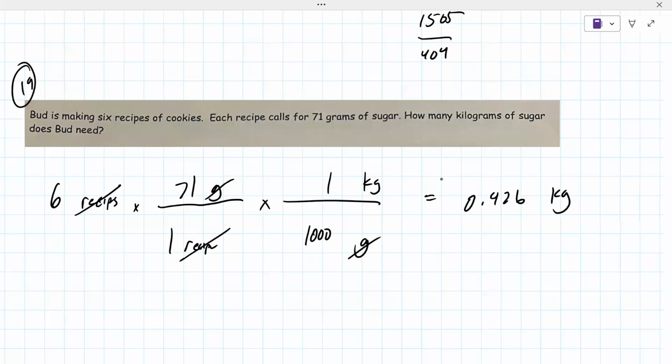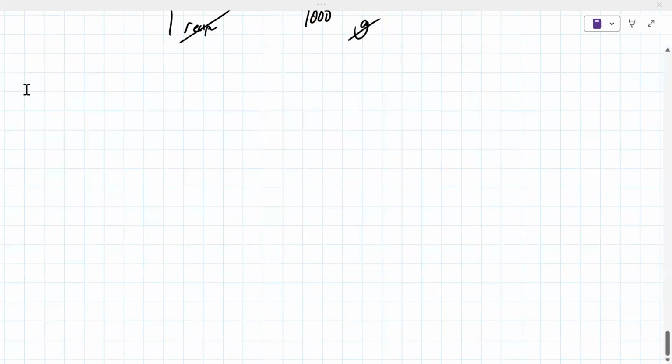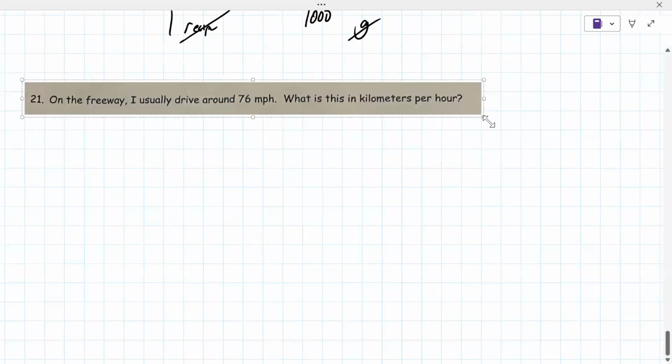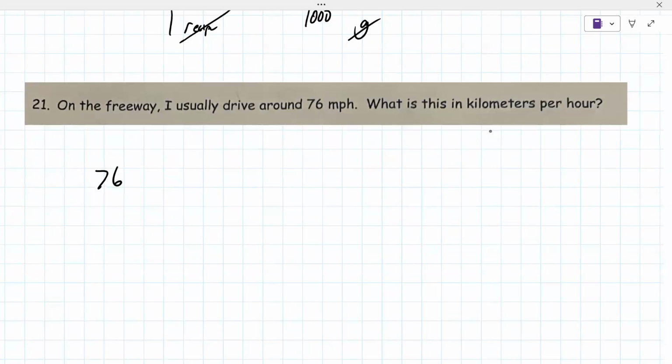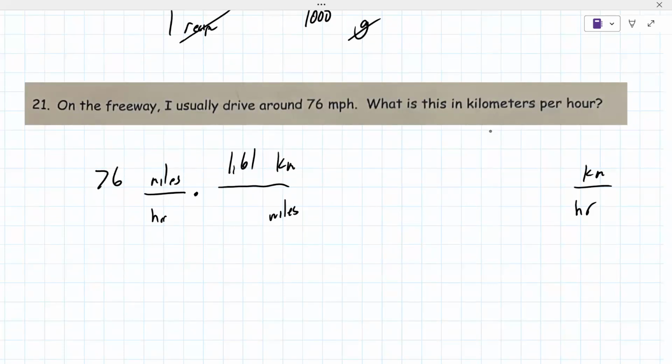Can we do 21? So we did a couple like this already today. You just gotta be careful that you recognize what you're actually converting. It's 76 miles on top, hours on the bottom, and we're going to kilometers per hour. Since the hours are already the same, you don't have to convert those. You just have to convert miles into kilometers. There are 1.61 kilometers in 1 mile.